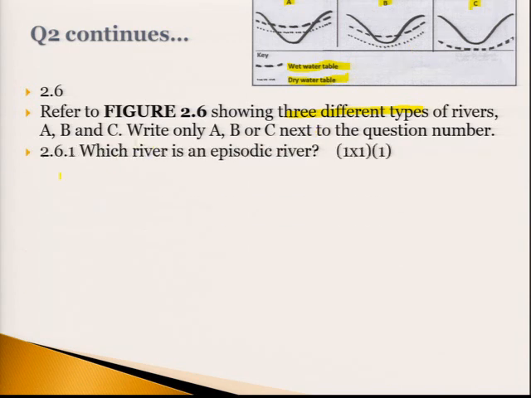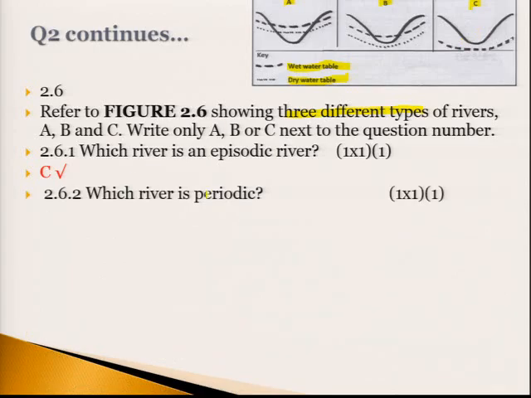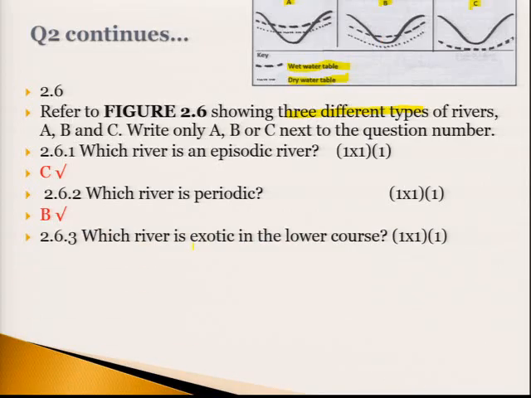Question 2.6.1. Which river is an episodic river? When you check the 3, we say C will be your episodic river. Which river is a periodic river? We say then your B will be your periodic river. And which river will be your exotic river in the lower course? We say check, your C will be your exotic river in the lower course.